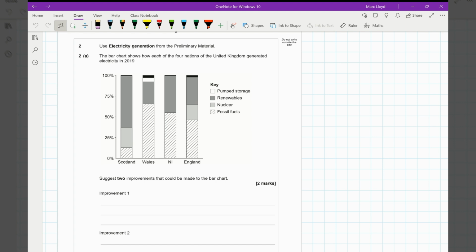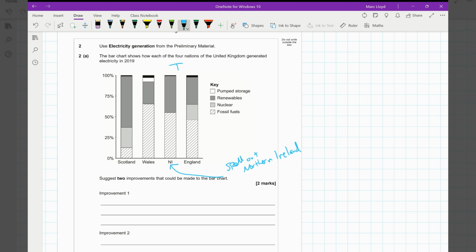We have these 4 bars: Scotland, Wales, Northern Ireland, and England. Suggest 2 improvements that can be made to the bar chart. So the first thing is, having done Unit 1, you think of NI as national insurance. So perhaps they need to spell out Northern Ireland. Because if you were, say, from somewhere in Europe and you weren't particularly familiar with all these countries, that would potentially hold you back from analysing this data.